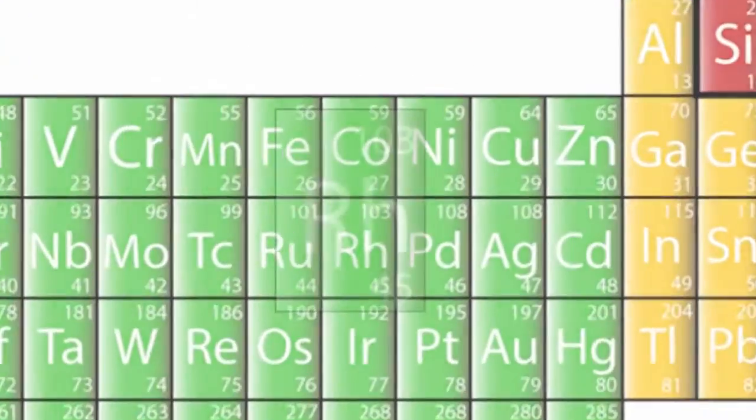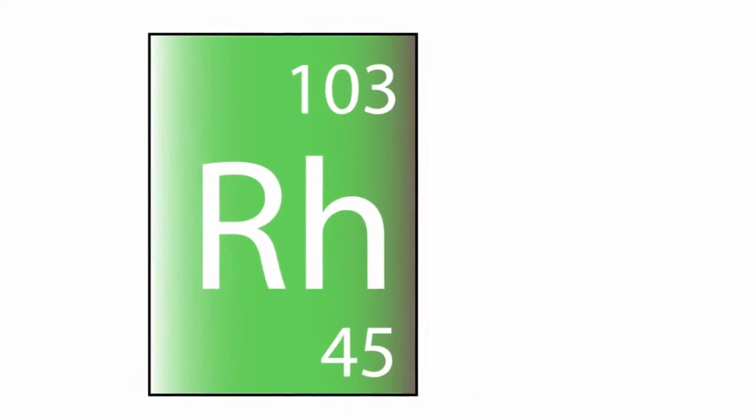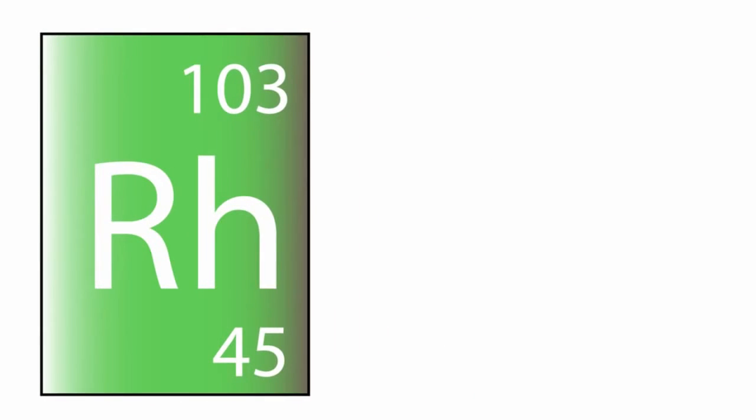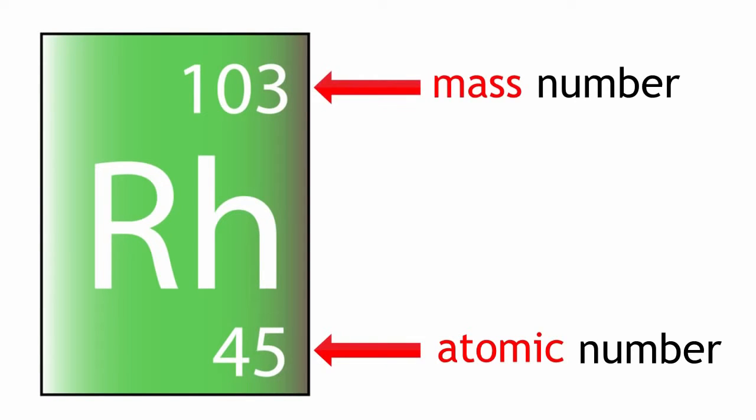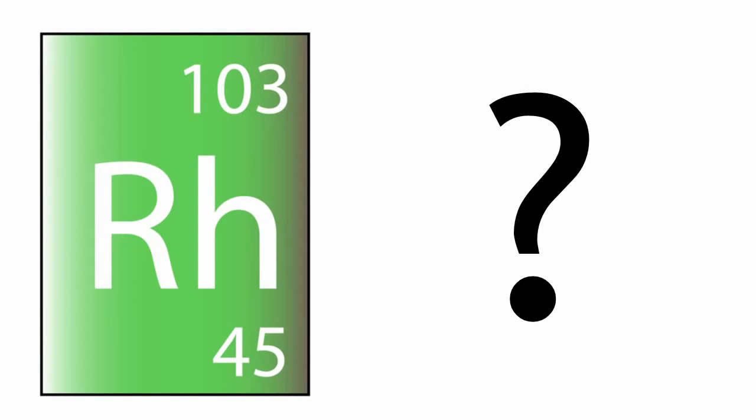When you look at the periodic table, you will see that each element has its own box, and within that box you'll find two numbers: the atomic number, or proton number, and the mass number. But what do these numbers mean?